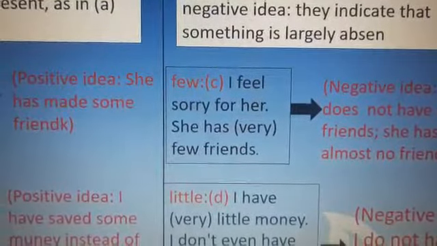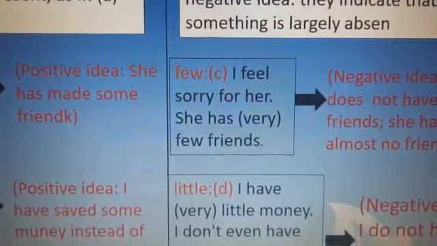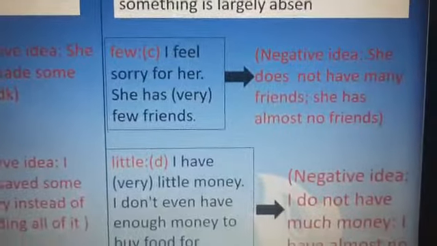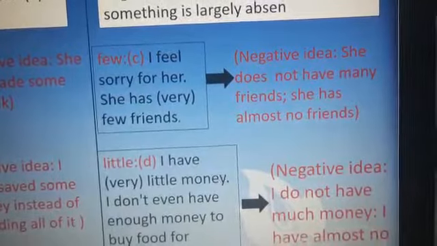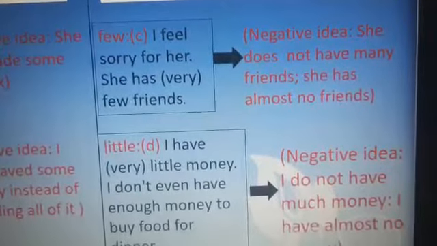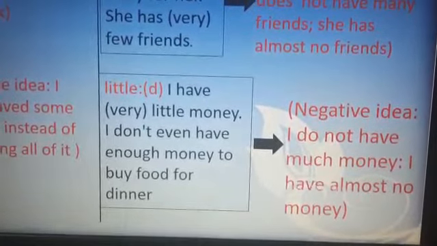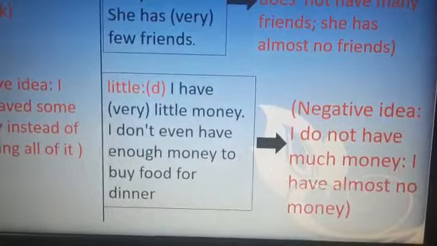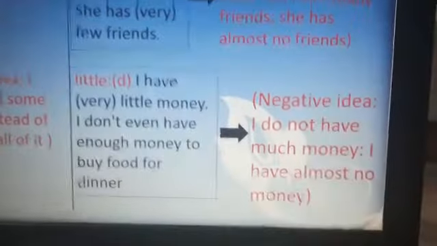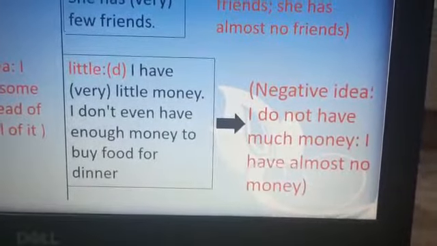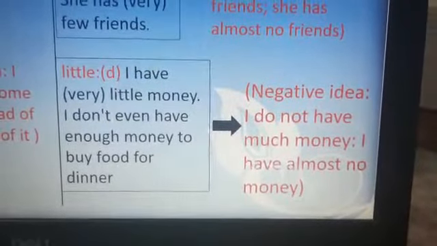In example C, I use few. I feel sorry for her. She has very few friends. It's a negative idea. She doesn't have many friends. She has almost no friends. In example D, I use little. I have very little money. I don't have enough money to buy food for dinner. It's a negative idea. I don't have much money. I have almost no money.